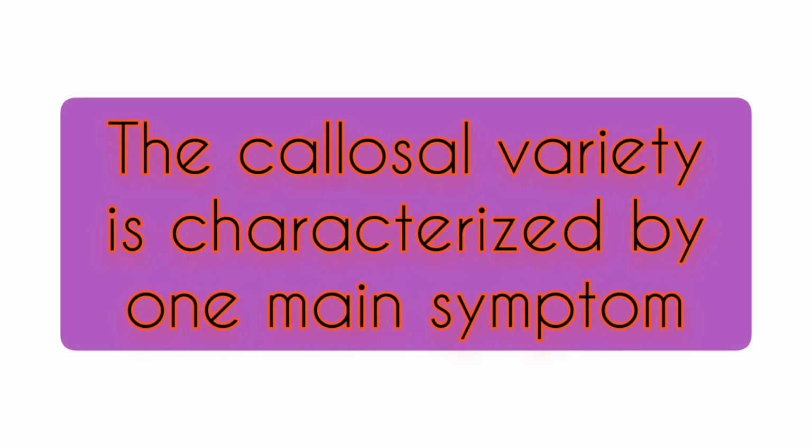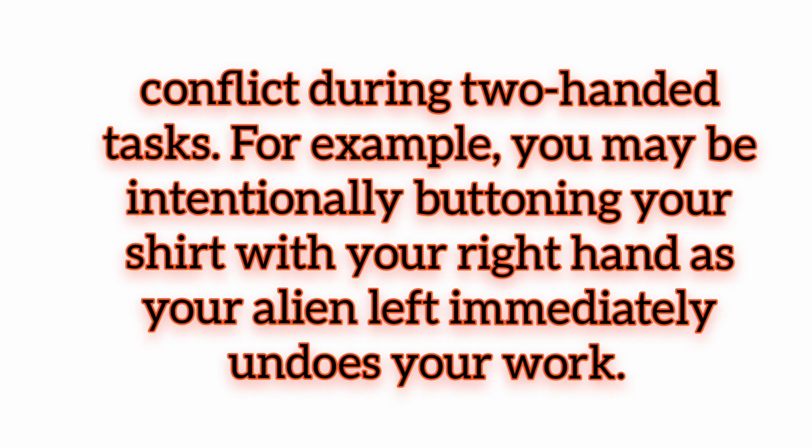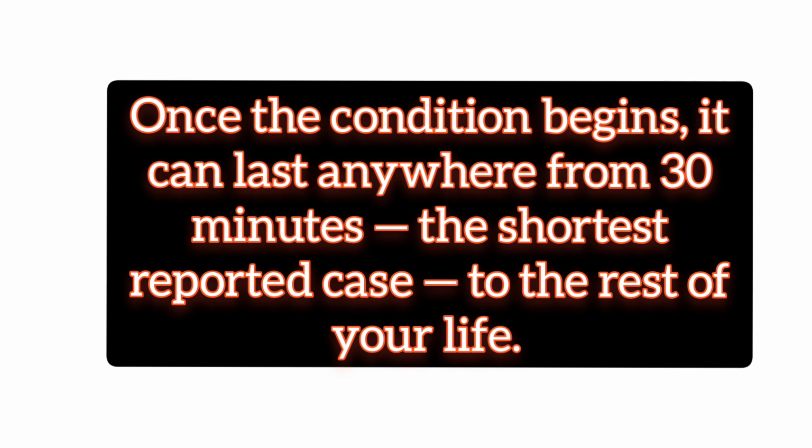Third, the callosal version. The callosal version includes conflict during two-handed tasks. For example, you may be intentionally buttoning your shirt with your right hand, as your alien left hand immediately undoes your work. Already we saw one example, opening a drawer with one hand and closing it automatically with the other hand. Once the condition begins, it can last anywhere from 30 minutes to the rest of our life.